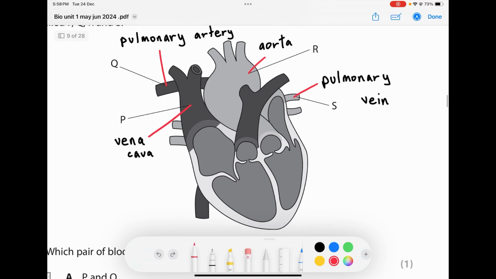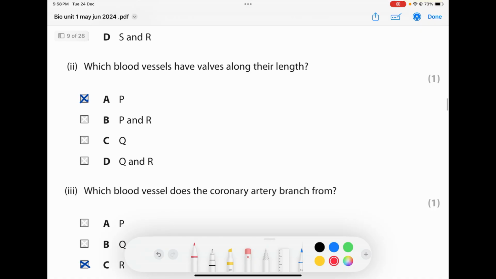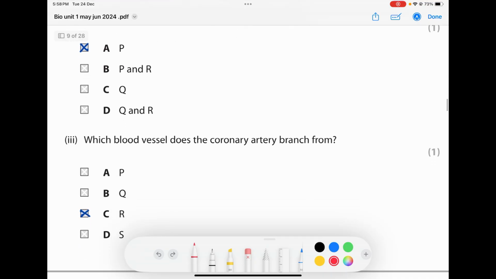Therefore, now we have to see which labeled part has a valve, and that is going to be P, right here. We have this one right over here. However, it's not labeled. We have this one here as well, not labeled. We have this one here. It's not labeled. So the only one that does have a valve that is labeled is P. Therefore, the answer here is P.